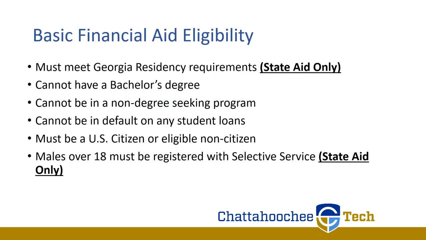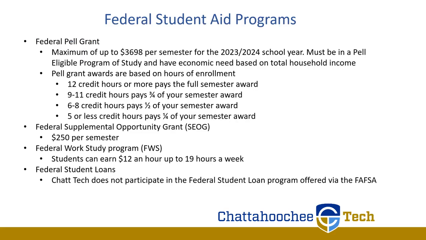To be eligible for financial aid, you must meet basic financial aid eligibility requirements. They can be seen here. Be sure you meet these requirements when applying for aid. Students can qualify for federal student aid such as Pell Grant, Work Study, and SEOG by completing the FAFSA. Award amounts can be found here. It is important to note that Chat Tech does not participate in the federal student loan program. It is also important to note that your Pell Grant will pay based on your hours of enrollment.